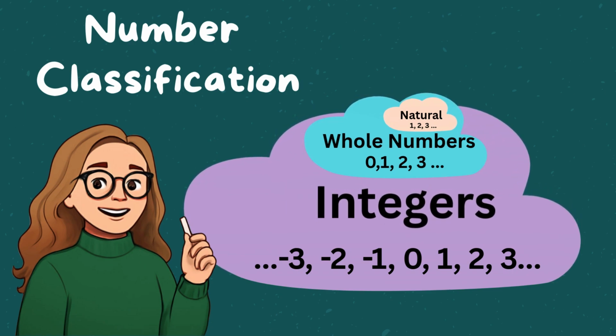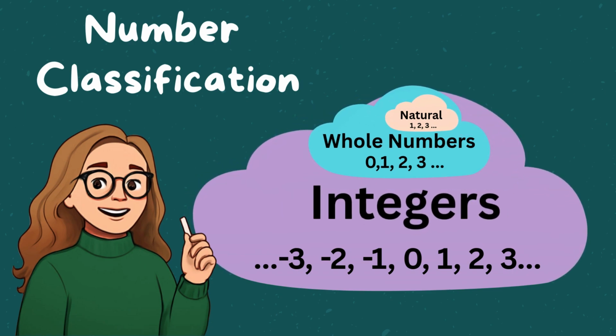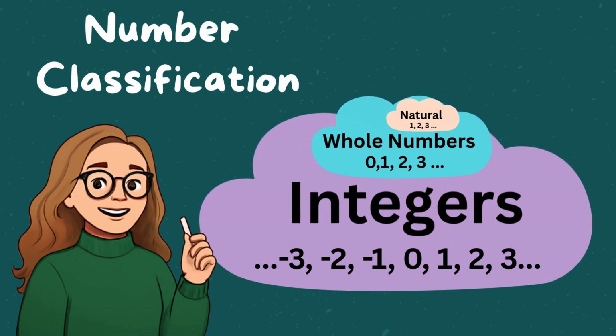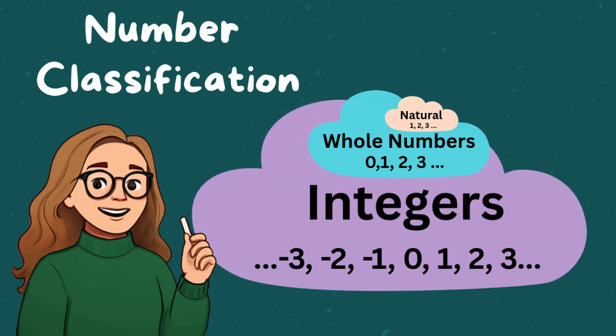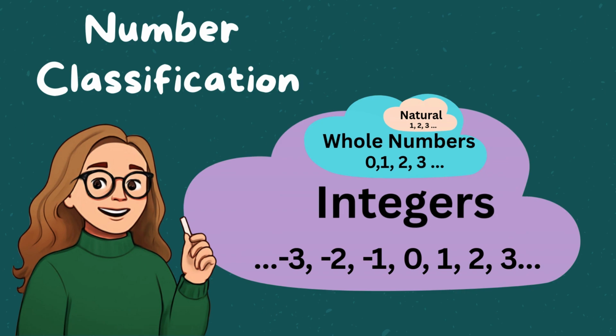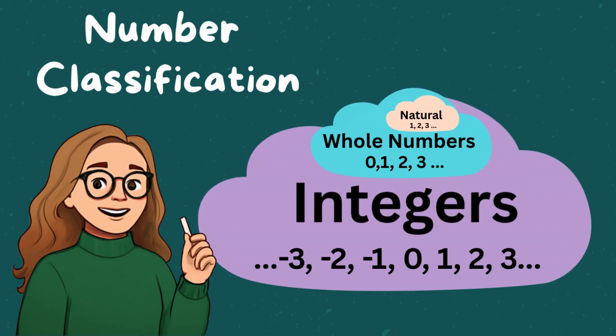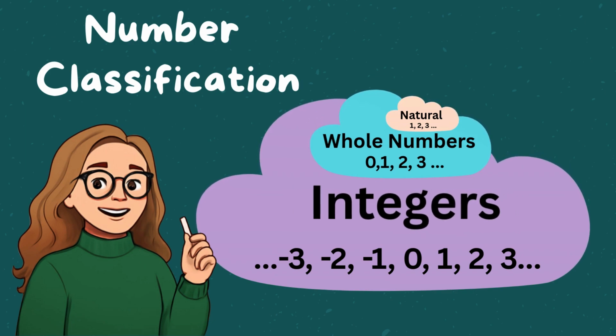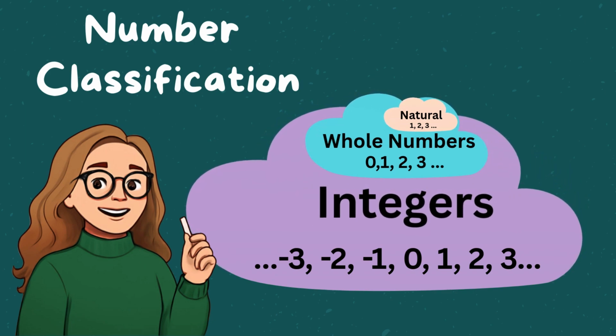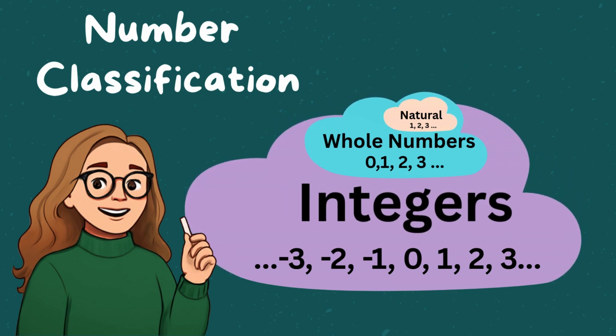So again, natural numbers are part of integers. Those are your counting numbers starting at 1. Whole numbers are also part of integers. They start at 0 and go positive. Integers involve negative whole numbers, 0, and positive whole numbers.